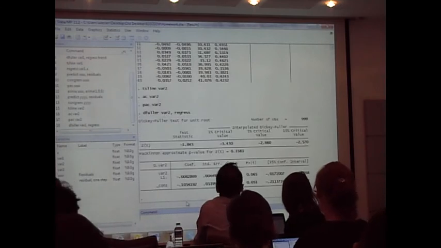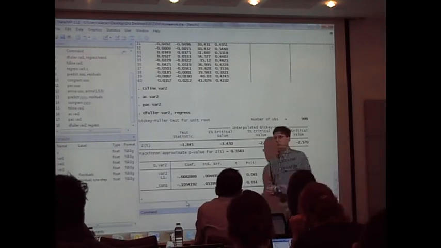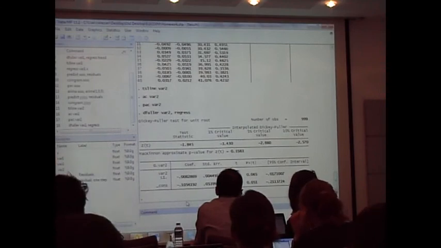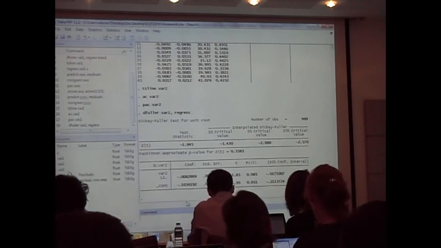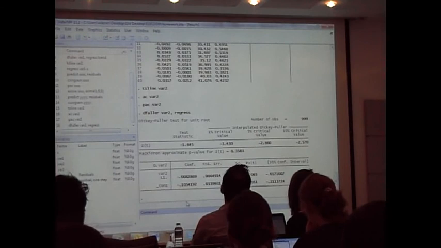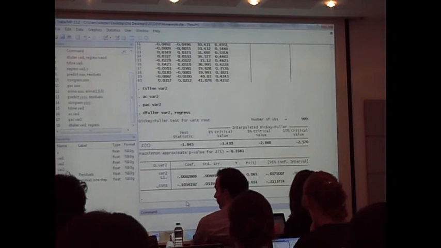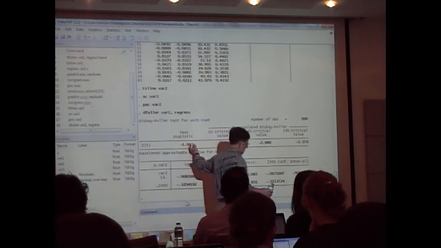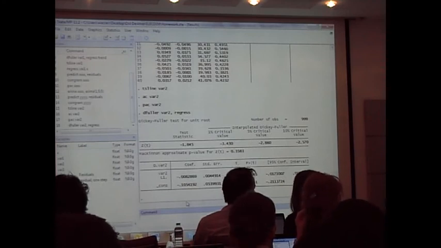What do we find? What does it tell us? You've got to tell me on this one. Significant or not? An approximate p-value for Z(t)? Is it significant or not? What does that tell you? Cannot say that there's not a unit root. That's what that tells me.